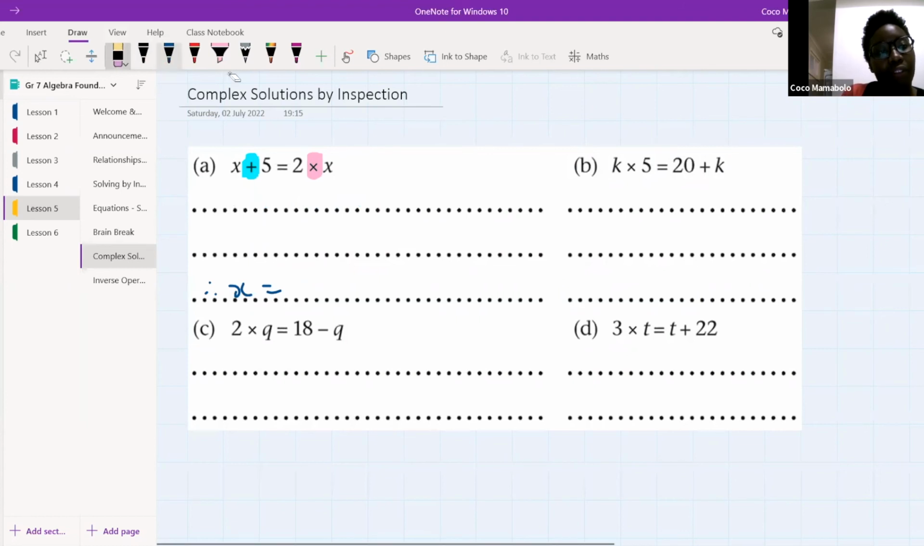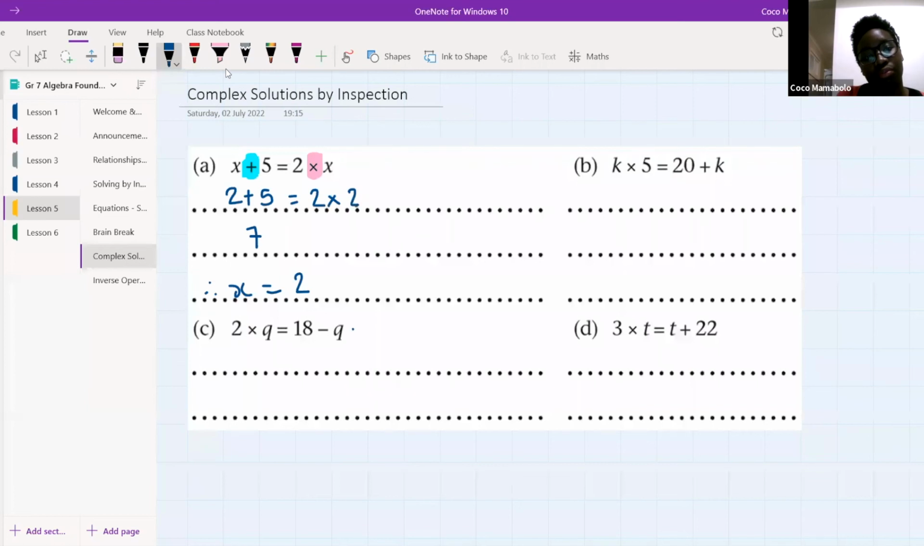Now we're going to go, therefore, x is equal to 2. Test it for yourself on a piece of paper whether 2 is going to work. 2 plus 5 is going to give you 7. And then 2 times 2 is going to give me 4. 7 and 4 are not equal. Therefore, x cannot be equal to 2, because this is a false statement.